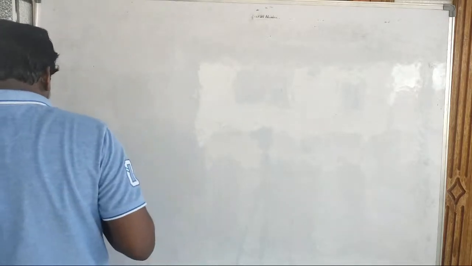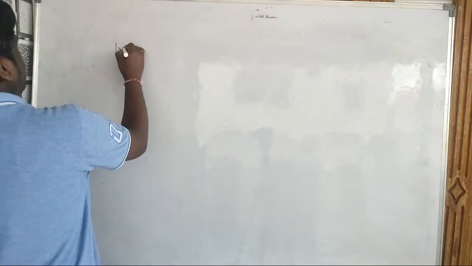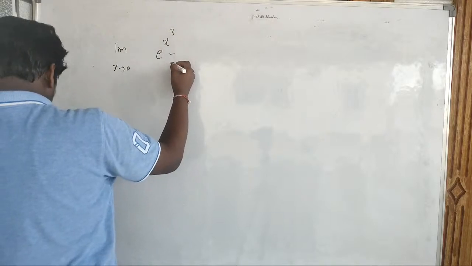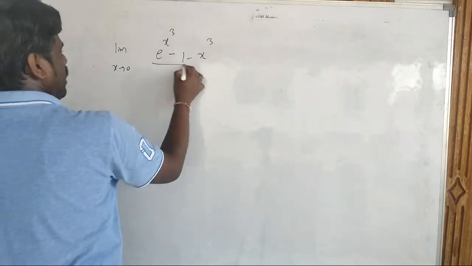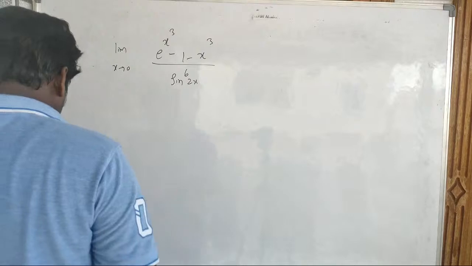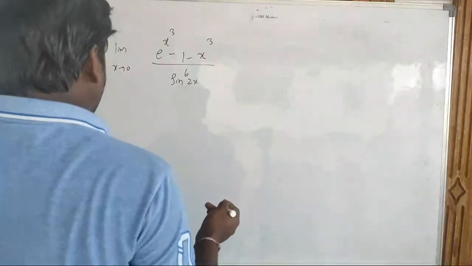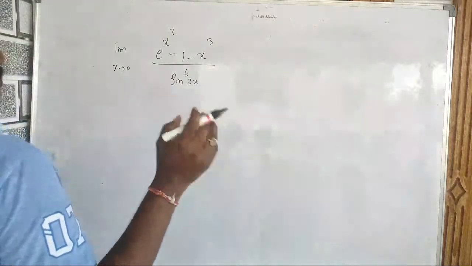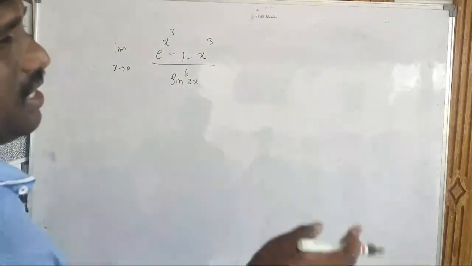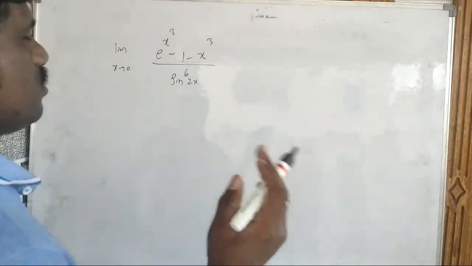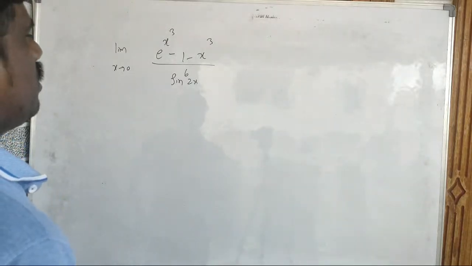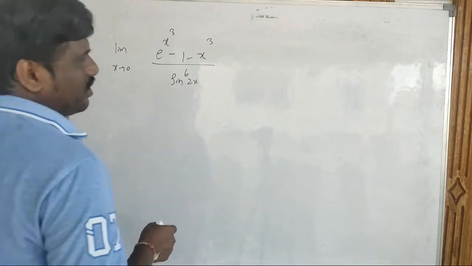The next question: limit x tending to 0, e power x cube minus 1 minus x cube, divided by sin power 6 of 2x. This question can also be done in two or three ways. L'Hopital's rule you can use, but since power 6 is there, you have to keep on differentiating, so it will take more time. Here you would have to apply it 4 to 5 times, so I don't think it is applicable here. So simply you go for expansion.